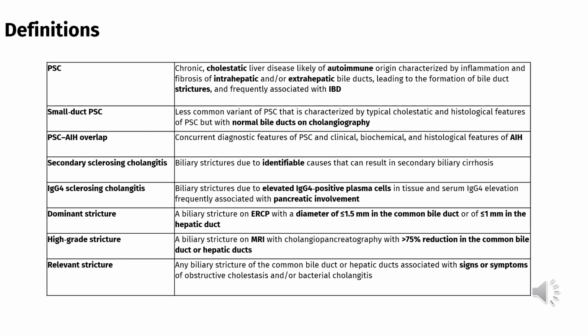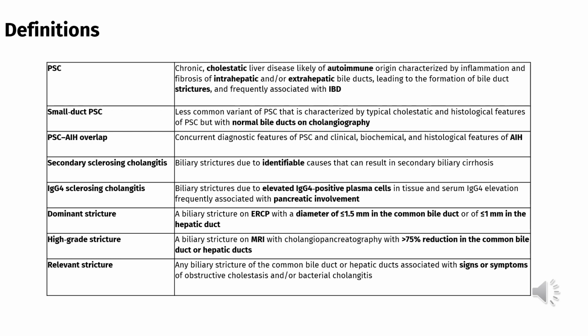So you have the cholestatic features and the histologic features, but whenever you do the cholangiography, it's going to be completely normal. Then we have the PSC AIH, the autoimmune hepatitis overlap. And this is a diagnosis when you have a concurrent, dual diagnosis, PSC with overlapping AIH. So you'll have the clinical, biochemical, and histologic features of AIH on the biopsy, mainly interface hepatitis.